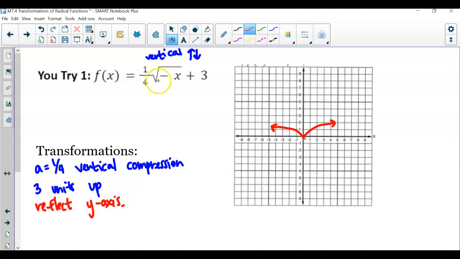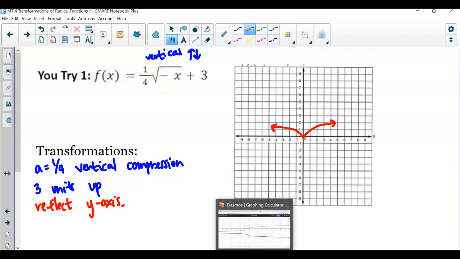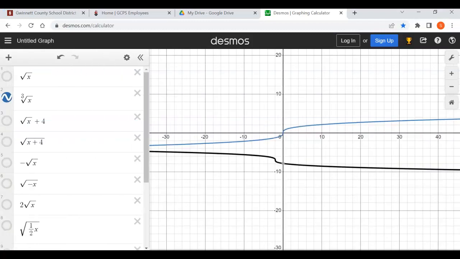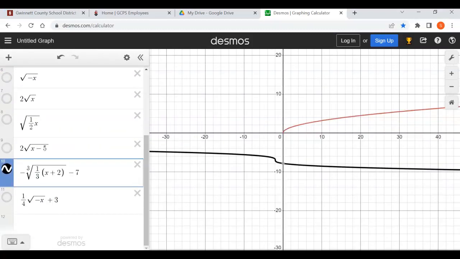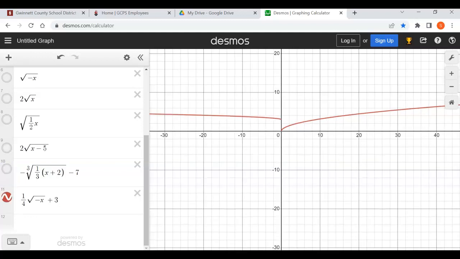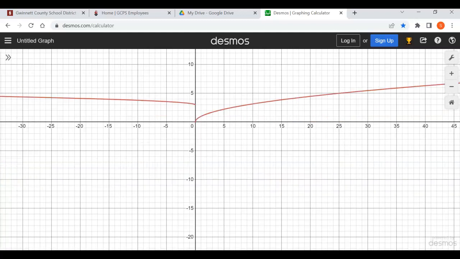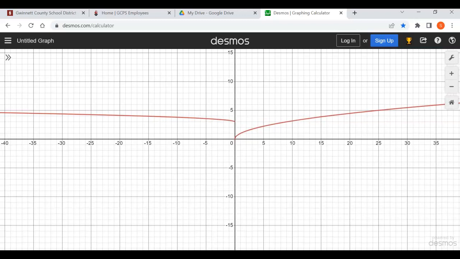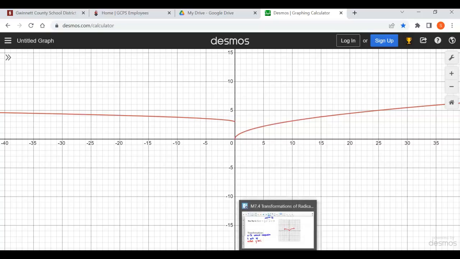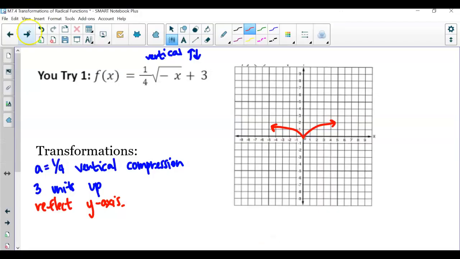So again, notice that negative on the inside. And then if you want to, we can check our graph here. So I'm going to go back to the original parent that we had and then compare. So there you go. Notice how here we reflected over the y. Now notice it's also been vertically compressed and we moved up 3 units. So everything matches.